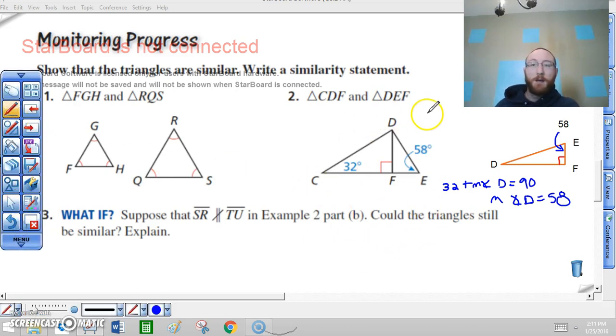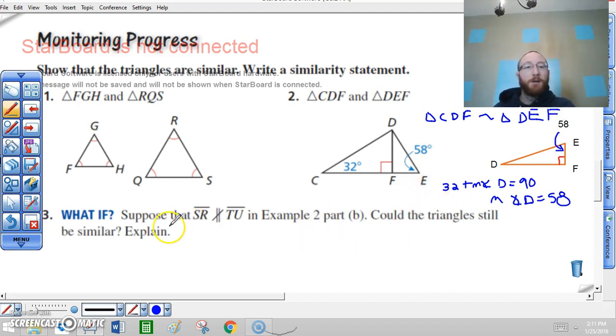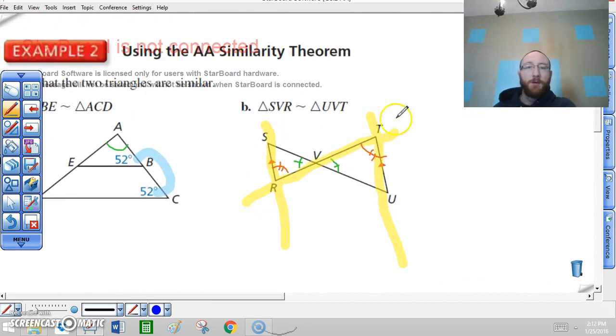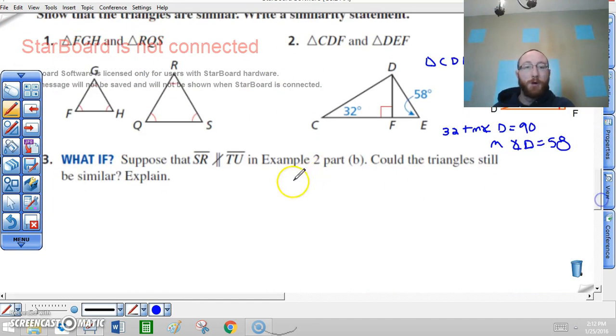I'm going to say that triangle CDF is similar to triangle, let's see, C is 32, and this one D must be 32. D is 58 here, E is 58 here, and both F's are 90, so I got this matched up properly. Now it asks, in this example above, if these weren't parallel lines, could the triangles be similar? So if we look above, these aren't parallel. I have no other way of obtaining any relationship between these angles and these angles. So this would actually not be possible. So the answer here would, I guess, just be no.